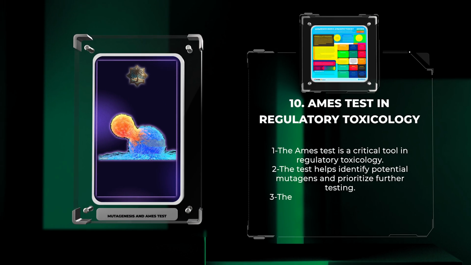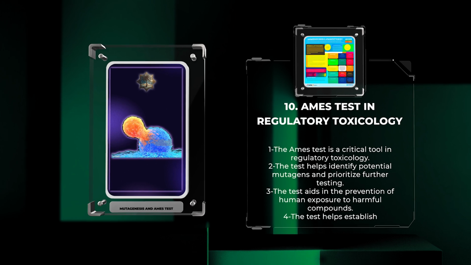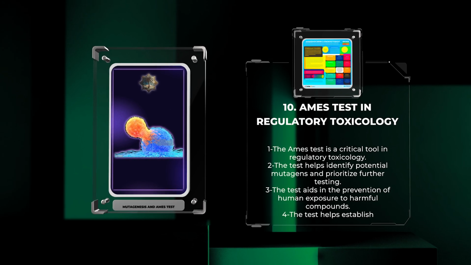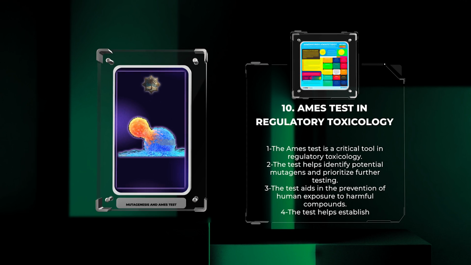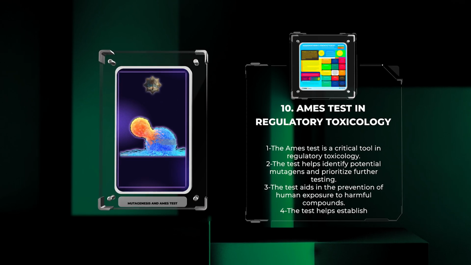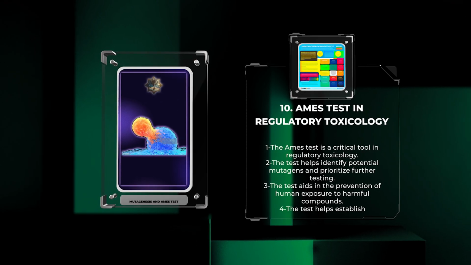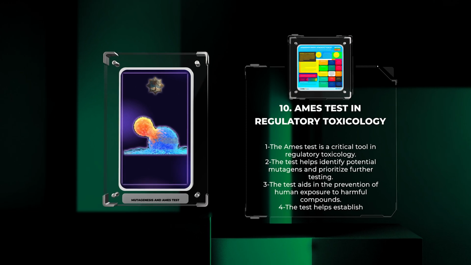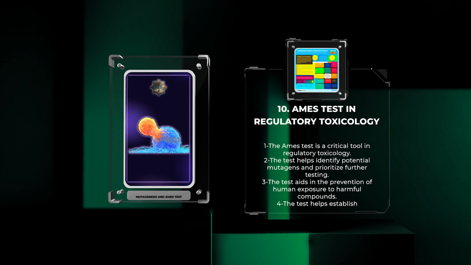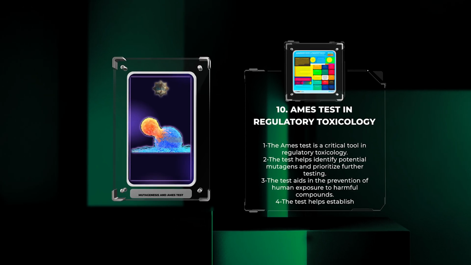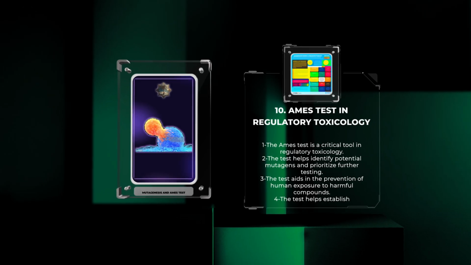The Ames test is a critical tool in regulatory toxicology, used to quickly and inexpensively assess the mutagenic potential of chemicals. It helps identify potential mutagens and prioritize further testing, aiding in the prevention of human exposure to harmful compounds. The test also helps establish structure-activity relationships, aiding in the prediction of mutagenicity for similar compounds. The inclusion of reliable mutagenicity assays, such as the Ames test, in regulatory toxicology workflows helps safeguard human health and the environment.